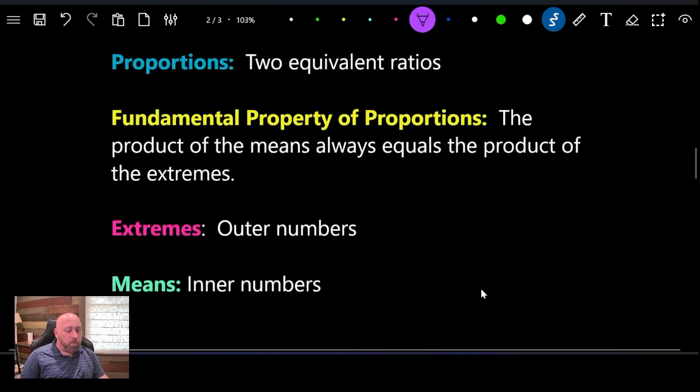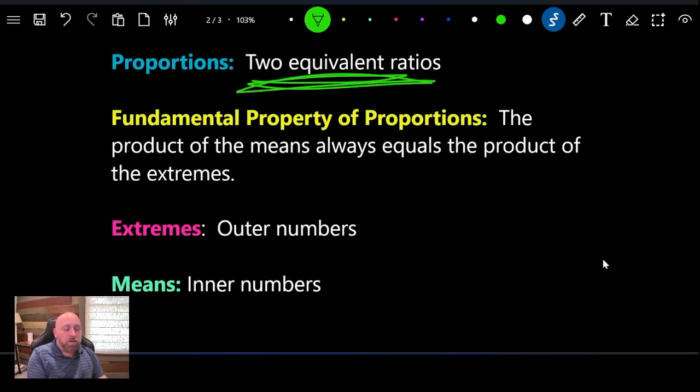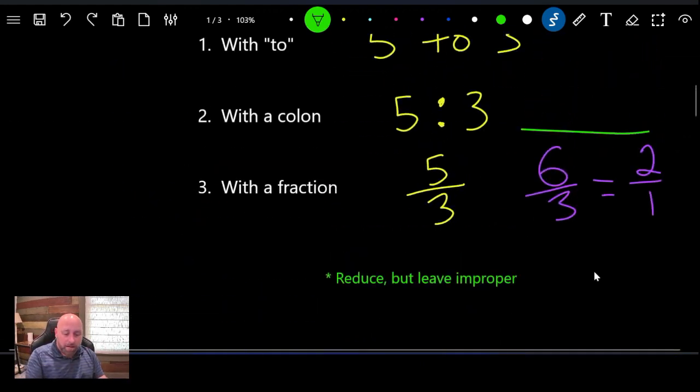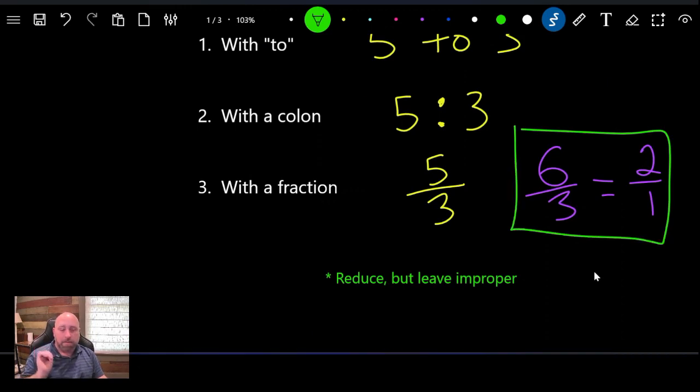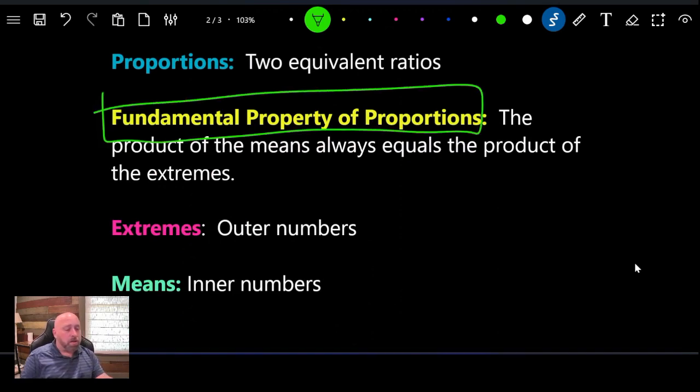Okay? All right, proportions. And again, this is on the next page, page number 28. A proportion is two equivalent ratios. So you're taking two ratios. Check this out right here. I made a proportion right there. This ratio equals this ratio. Anytime you reduce a fraction, you didn't even know you were making proportions, but you were. Anytime you reduce a fraction, you are making a proportion. Didn't even know it, but you were. All right, so there is what's called the fundamental property of proportions.